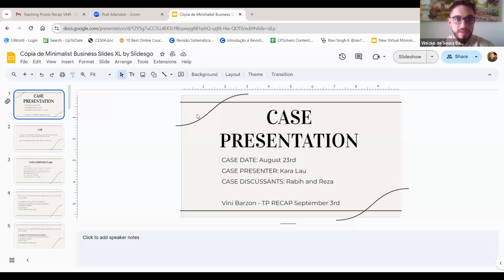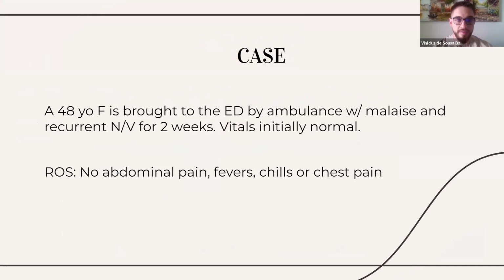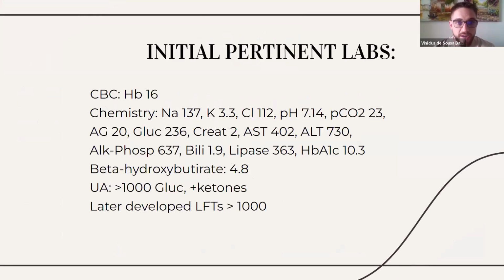So the case occurred on August 23rd, and the case presenter was Kerala, and was discussed by Ravi and Reza. In the first allocat, we had a 48-year-old female brought to the ED by ambulance with malaise and recurrent nausea and vomiting for 2 weeks. Her vitals were initially normal, and review of systems reveals no abdominal pain, fever, chills, or chest pain.